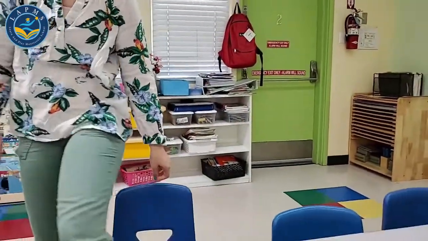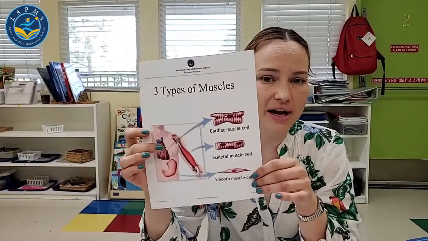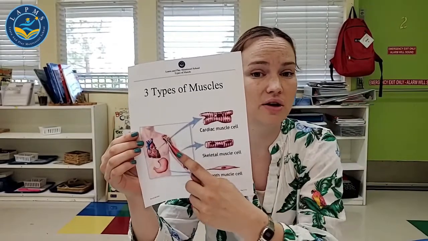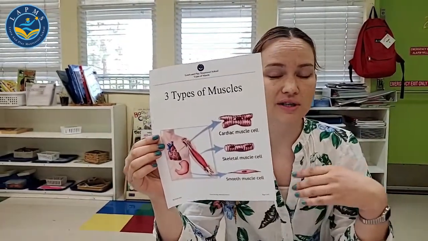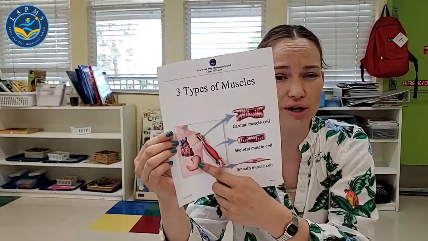So I remember, how many types of muscle are there? Three, right? We have the cardiac muscle that's in our heart. We have the skeletal muscle that goes all around our body and bones. And then we have the smooth muscle tissue that's for our organs and things like that, right? Good, I'm glad you remember that.